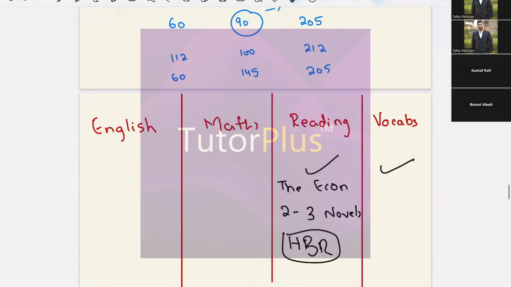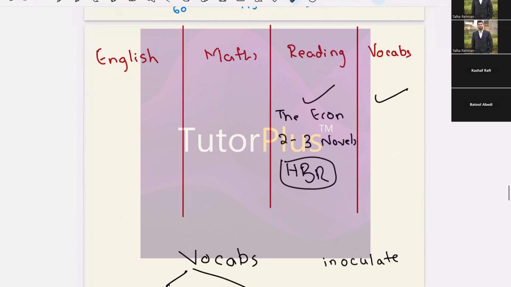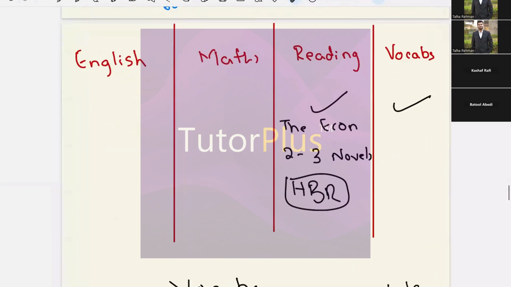So at the start of the class, I talked about the two broad components, but at Tutor Plus, we have further broken it down into four components. One of the components is English, the other one is maths, the third one is reading, and the fourth one is vocabulary.